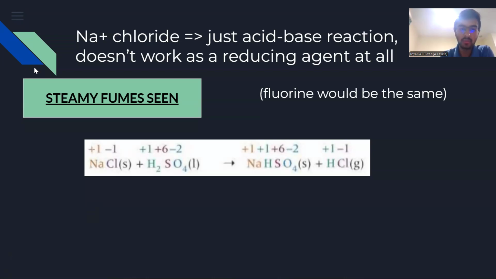So if we look at how it reacts, from NaCl and H2SO4, it just reacts as an acid. We end up with a salt and HCl: NaHSO4 and HCl. It's just going to go down the acid-base reaction. It is not going to work as a reducing agent. And so when we're producing HCl gas, what would we see? What is the observation?